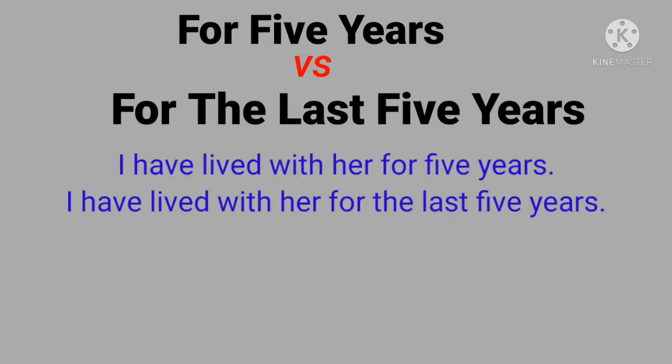Similarly, I have lived with her for 5 years. I have lived with her for the last 5 years. They mean the same thing. When we use "for the last 5 years", it means I still live there. And without "the last" means I do not live there now. I lived there in the past.